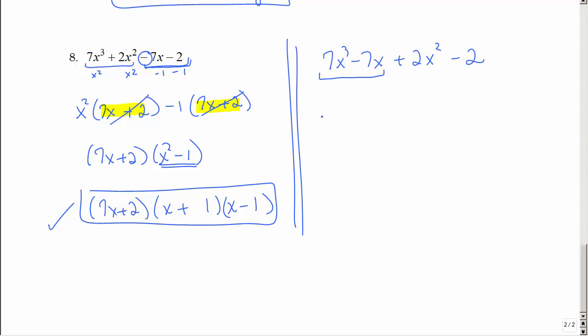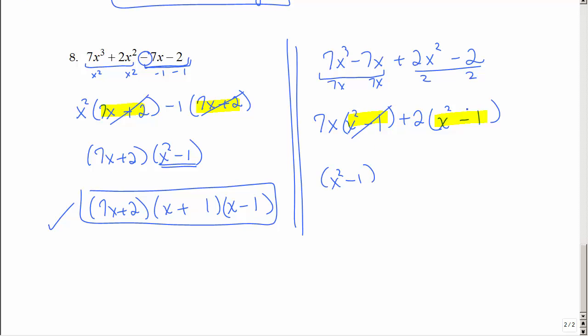What do they have in common? The 7 and the x. So I divide both by 7x. That's going to leave me x squared minus 1. The next two have in common a positive 2. So divide by 2. Leaves me x squared minus 1. Sure enough, those are the same.